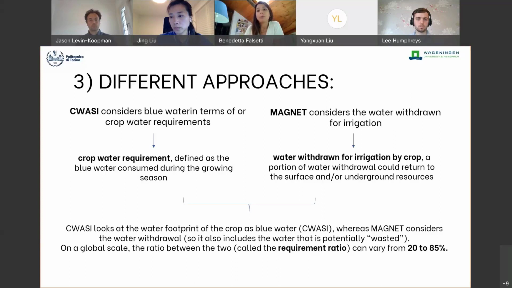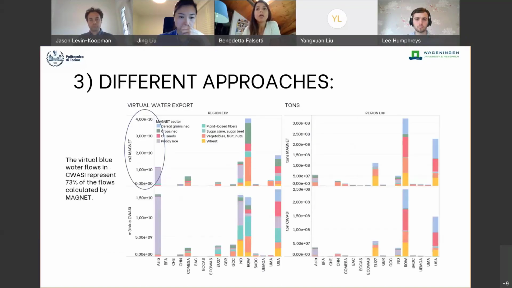This could obviously be a possible explanation for the difference in volumes that we found in these two different approaches. To explain this difference, some authors use the term requirement ratio. This term is used to indicate the ratio between crop water requirement and water withdrawal for irrigation, and on a global scale, this ratio can vary from 20% to 85%. So in our case, for virtual water flows concerning the export of primary agricultural products, this ratio is 73%, so it is the ratio between the crop water requirement returned by QUASI and the irrigation water withdrawal provided by MAGNET.